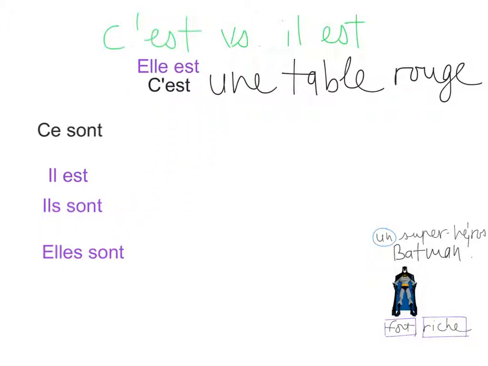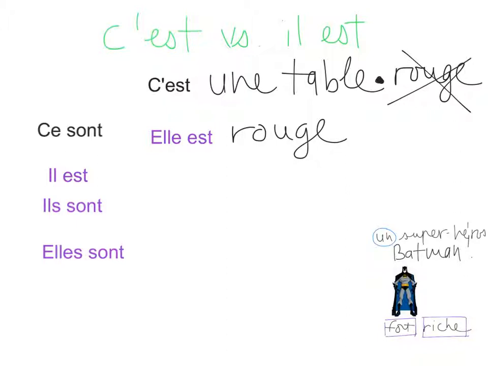Why? Because in this case right here, we have the article. However, if I only use c'est une table, let's pretend there is no rouge at the end. I only use c'est une table. And later on, I want to describe the table. I can say elle est rouge because rouge is an adjective. You see? So this is what you need to remember. Whenever we use ce sont, il est, ils sont, elle est, elles sont, we have to differentiate identification and description.